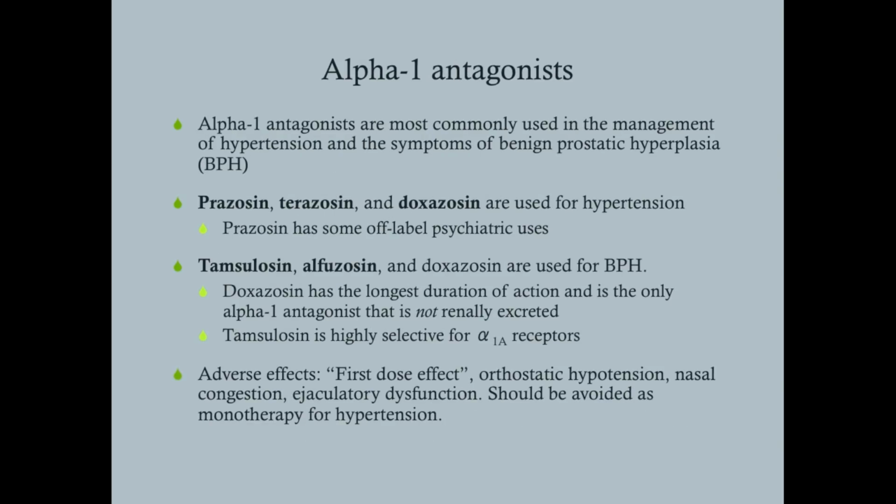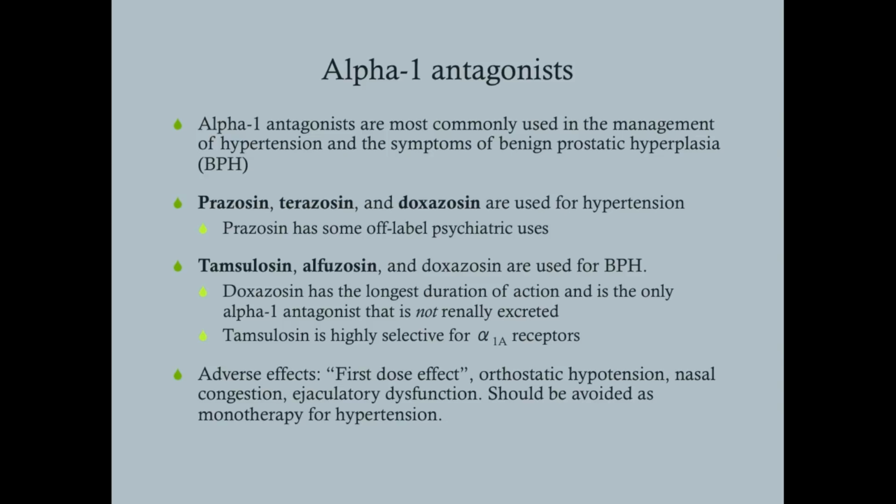Alpha-1 antagonists are most commonly used in the management of hypertension, as well as for the symptoms of benign prostatic hyperplasia, not hypertrophy. Any good pathologist will tell you that it's hyperplasia, not hypertrophy, but BPH. So there are several of these alpha-1 antagonists.